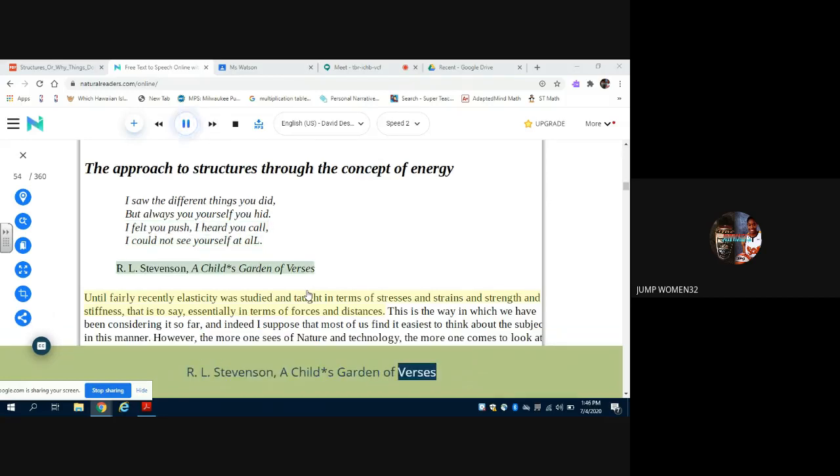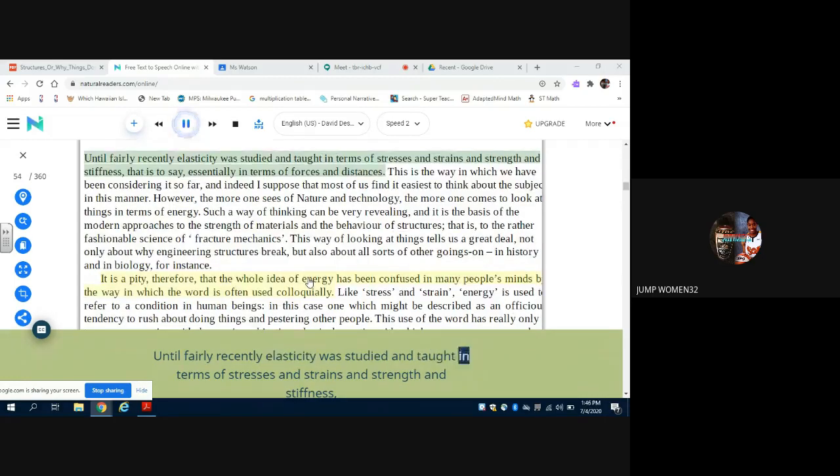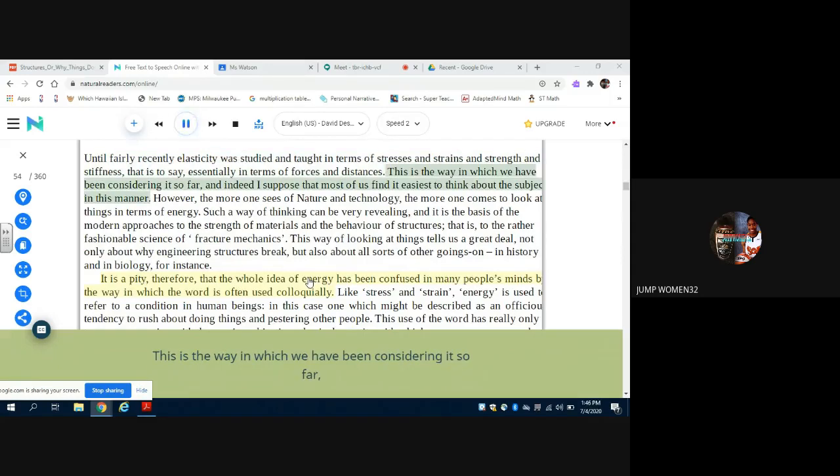Until fairly recently, elasticity was studied and taught in terms of stresses and strains and strength and stiffness, that is to say, essentially in terms of forces and distances. This is the way in which we have been considering it so far, and indeed I suppose that most of us find it easiest to think about the subject in this manner.